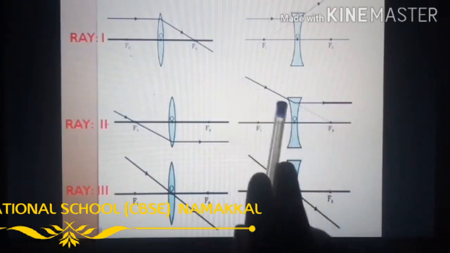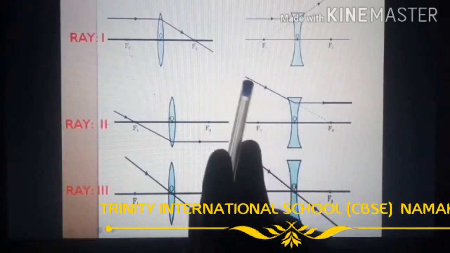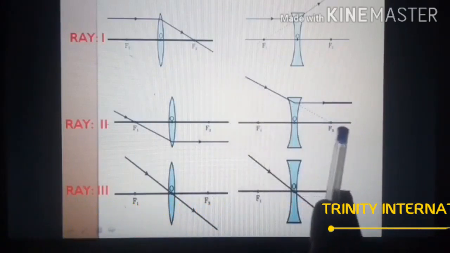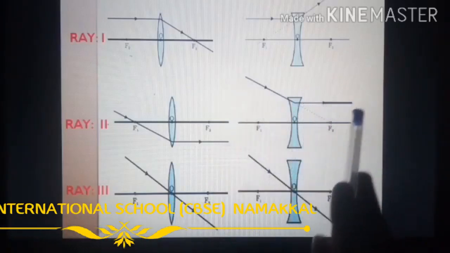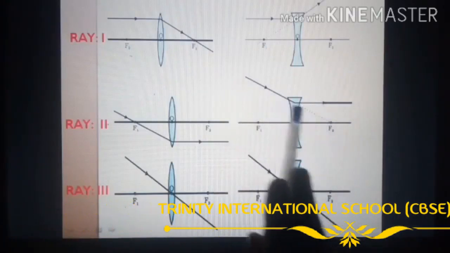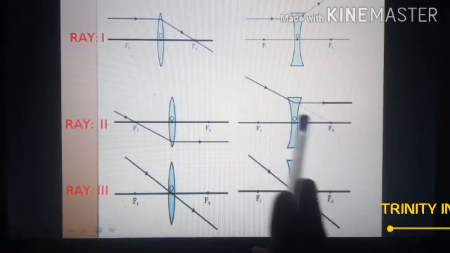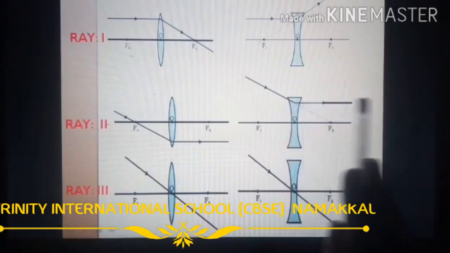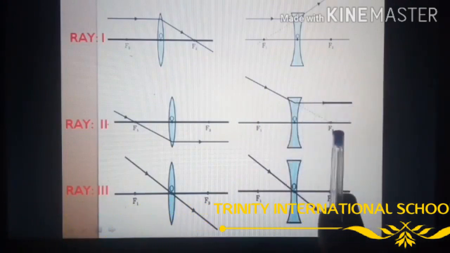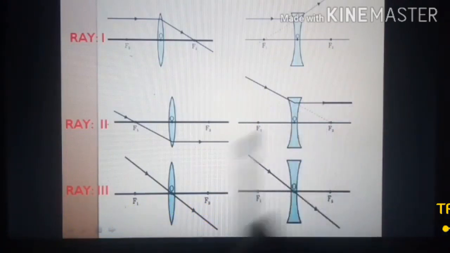So this is the incident ray. It appears to meet at the principal focus, but actually after refraction it passes parallel to the axis. So it does not actually meet at the principal focus, it only appears to meet there. After refraction it will pass parallel to the principal axis. So this is the second ray.